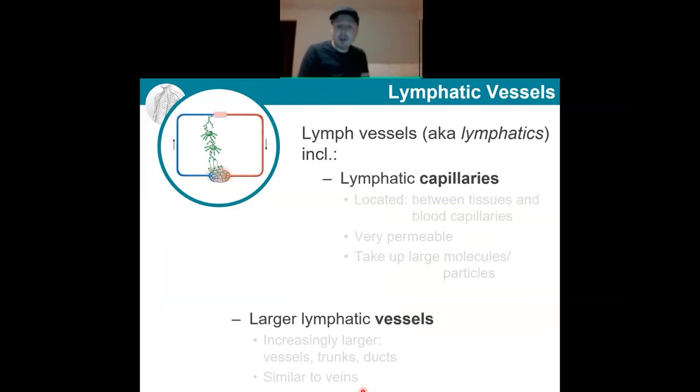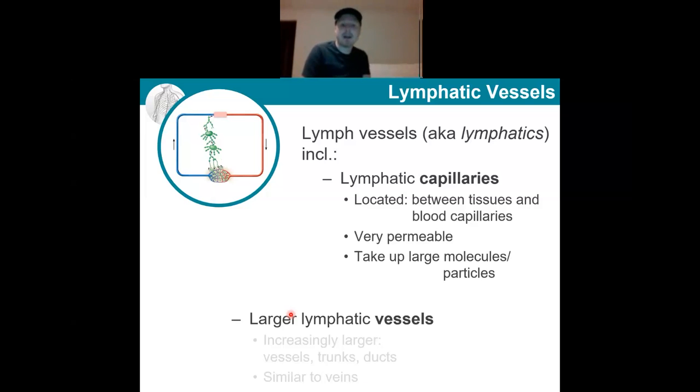So when we go through the different kinds of vessels that we have in the lymphatic system, we have the same types that we had in the cardiovascular system. We have capillaries, and you notice that these capillaries are right where the capillaries of the cardiovascular system are. And these capillaries are very, very permeable, so they're taking up anything that leaks out from there.